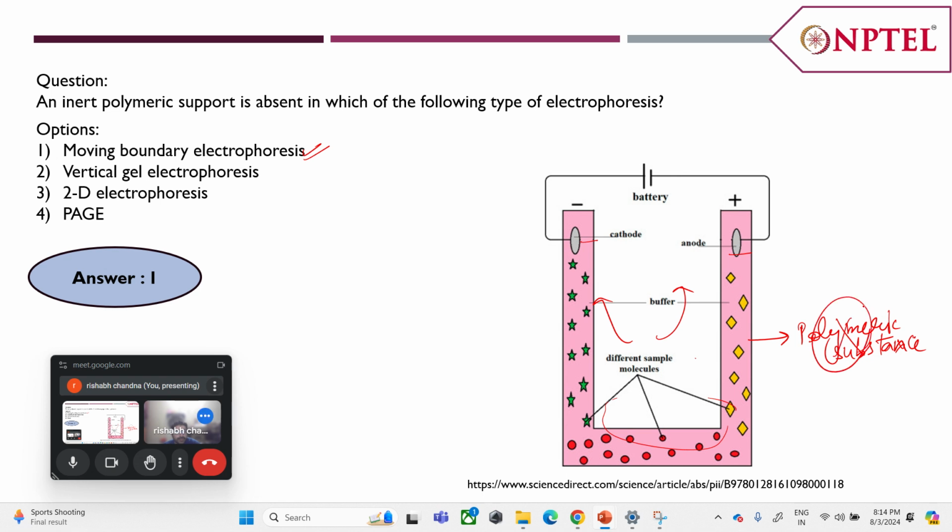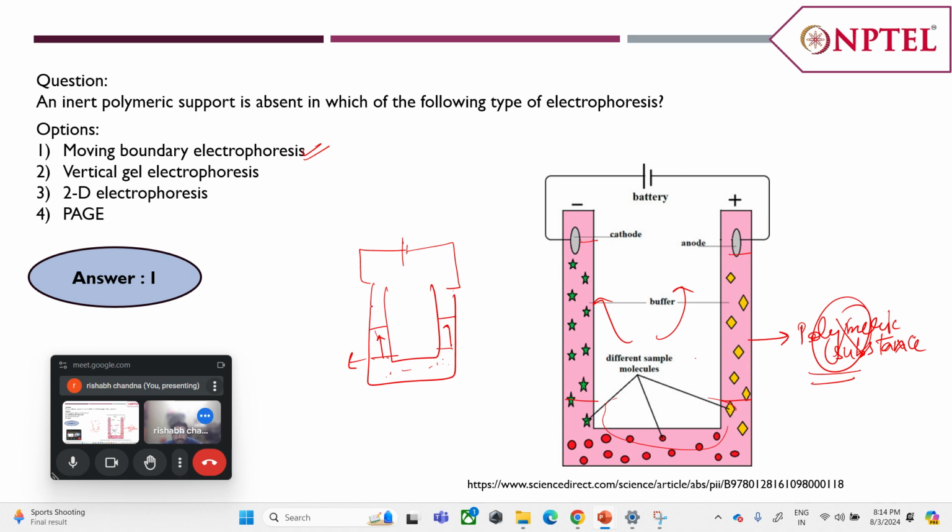It's not there. Okay, so that is why it is moving boundary electrophoresis, because of the boundary that we have. Initially, what will happen if we put on the liquid? Here, the liquid will be placed, which has different components, and this is the initial boundary of the electrophoresis. Now, as we apply the electric field, what would happen? These molecules will move, and this boundary will also move.